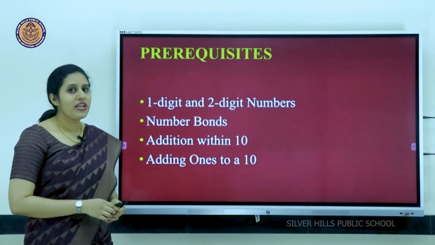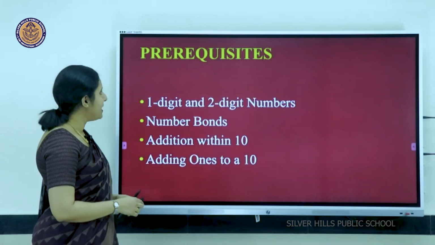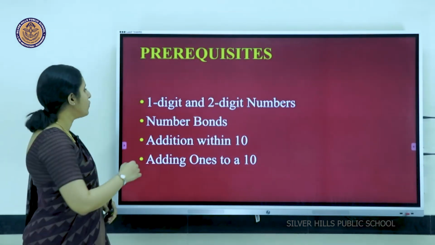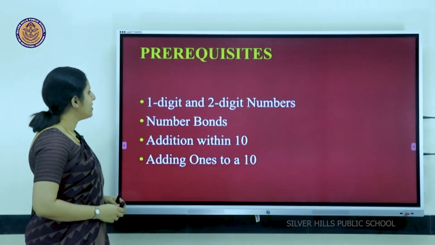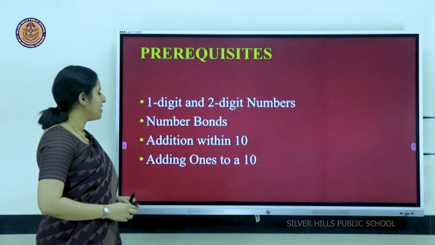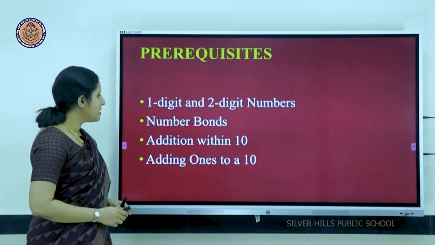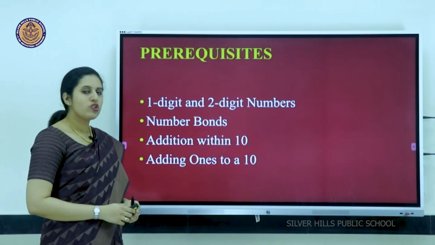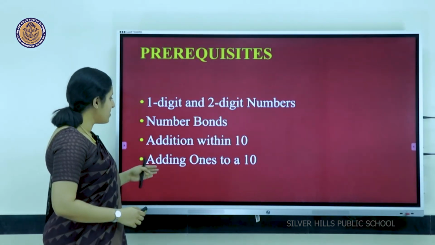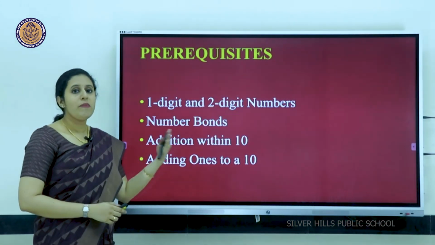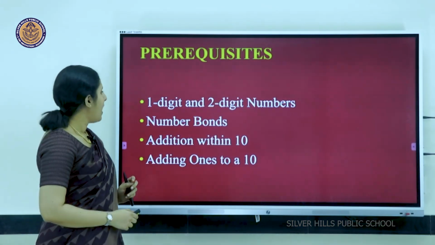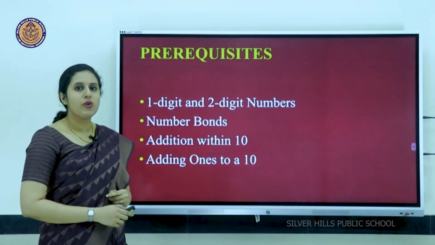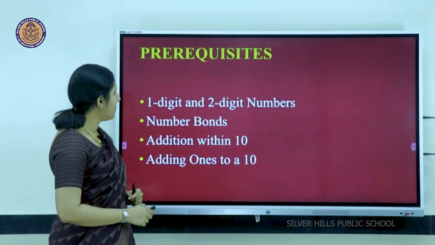Prerequisites. It may sound like a fancy word, but what it means is that before we begin to learn this chapter, you should be knowing all these. What are they? One-digit and two-digit numbers, number bonds, addition within 10 and adding ones to a 10. These are the things that you should know before we begin to learn this chapter. I know you have already learnt about all these, but anyway we will be quickly going through them one by one.